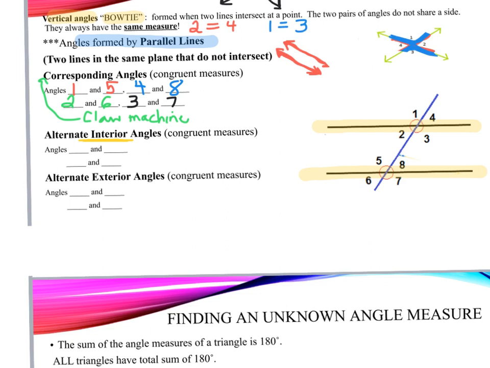I think of the parallel lines like a sandwich, like a piece of bread. We're going to look inside. So inside would be 2, 3, 5, and 8. Those are all my interior angles, all 4 of those.